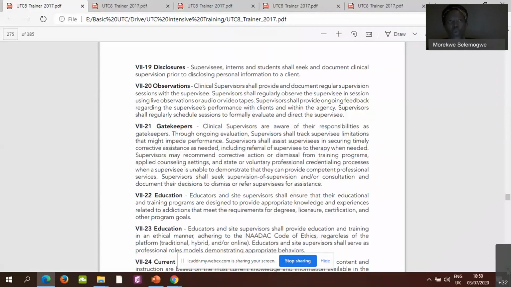Because at times we know that sites do not necessarily have diverse clients, more especially if it's not SUD specific. So as educators and supervisors, you make sure that your supervisees actually attain what they had intended to attain before coming to your site. You shall provide, as an educator and supervisor, ethical training and education adhering to the NAADAC code of ethics regardless of the platform.